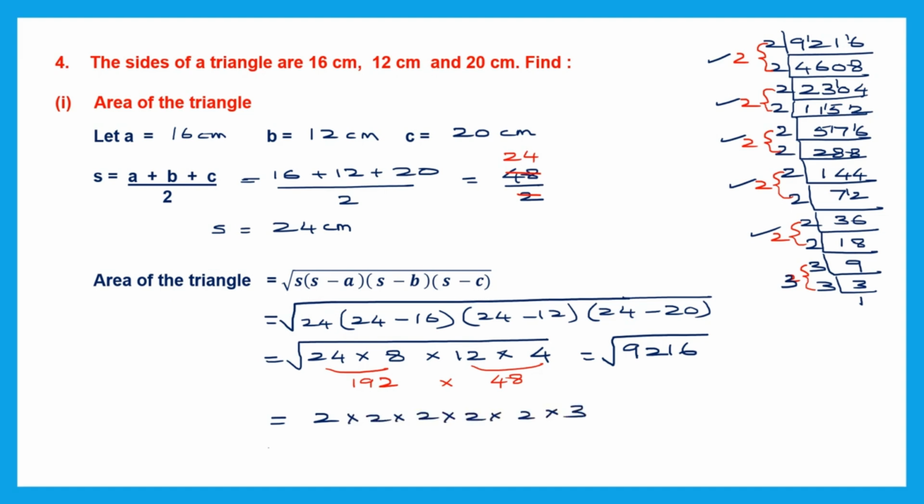Now let's multiply. 2 2's are 4, 4 2's are 8, 8 2's are 16, 16 2's are 32. 32 into 3. 32 into 3 is 96. So we have found the area of the triangle and that is 96 centimeter square. So we have done the first part and that is 96 centimeters square.